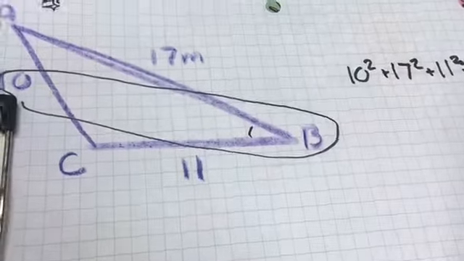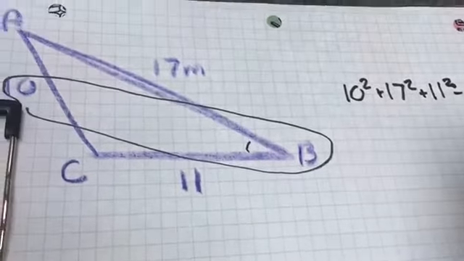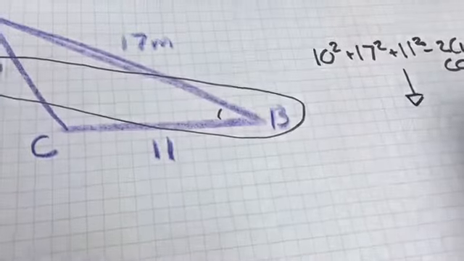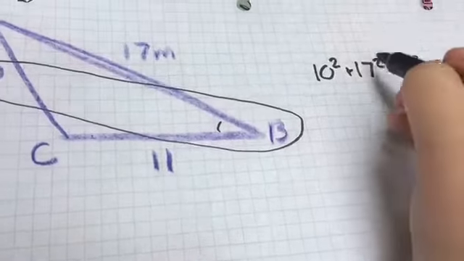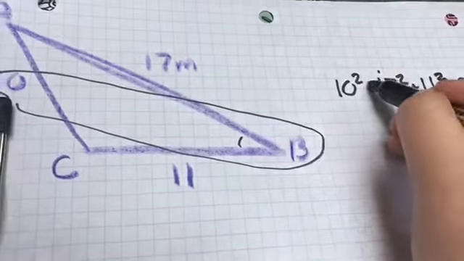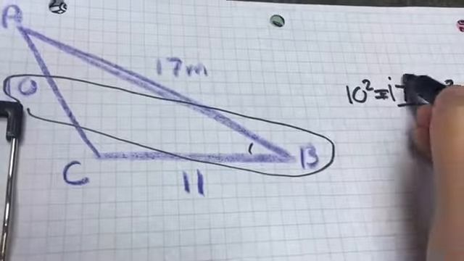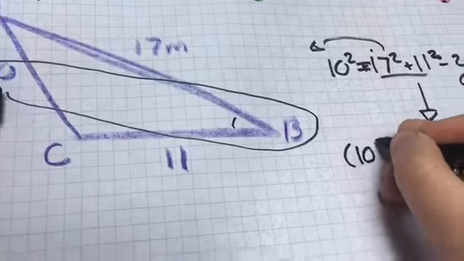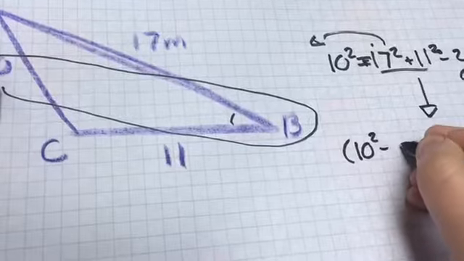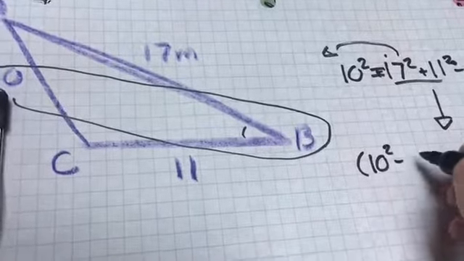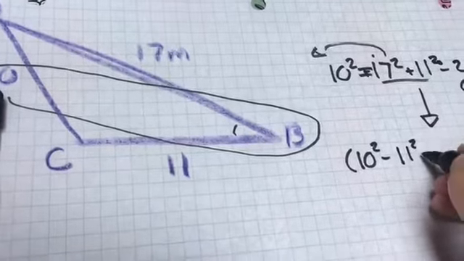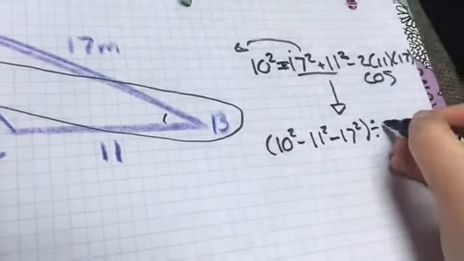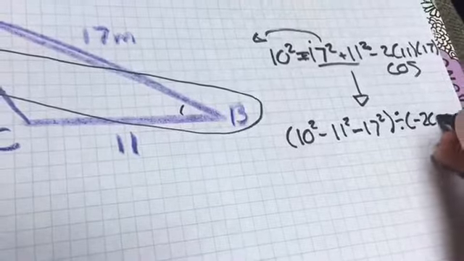17 and cos. Now, we want to isolate our cos, so we're going to bring this part of the equation over onto this side. How that's going to be written is 10 squared minus, you would change sides, and because this would be positive, this becomes a negative. They're all once again squared, and you're going to divide it by your other numbers.